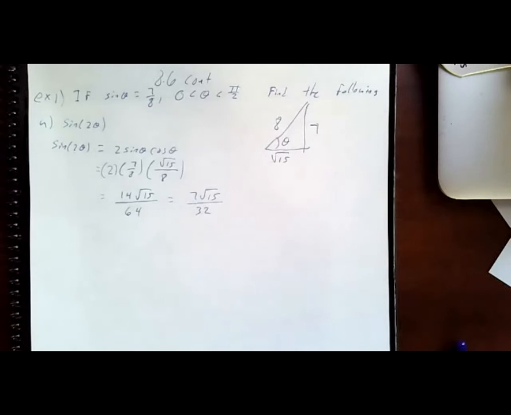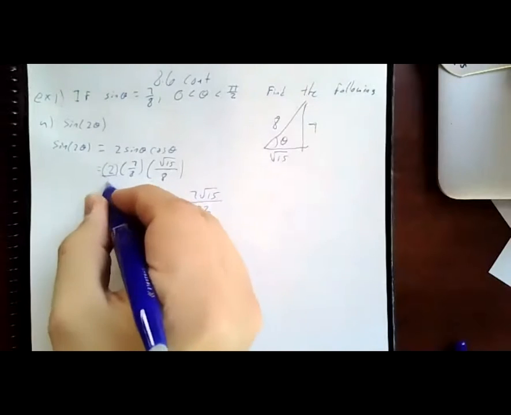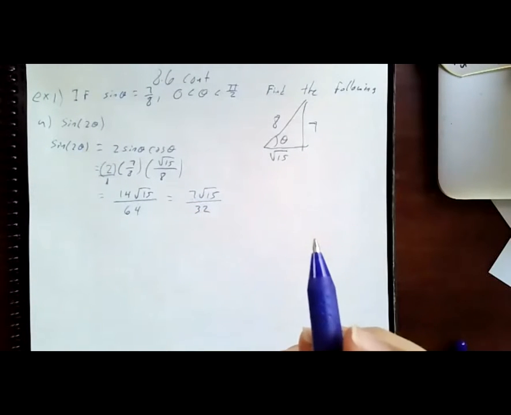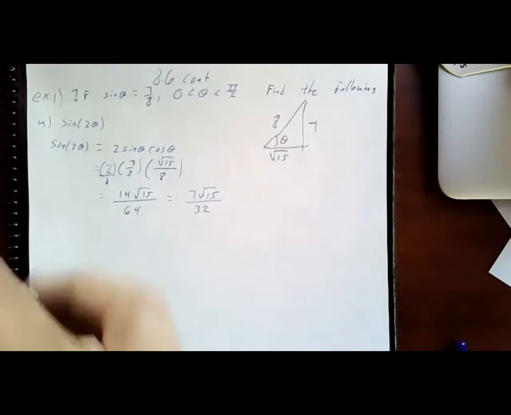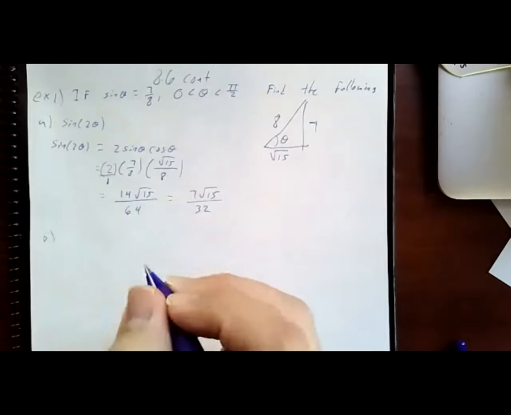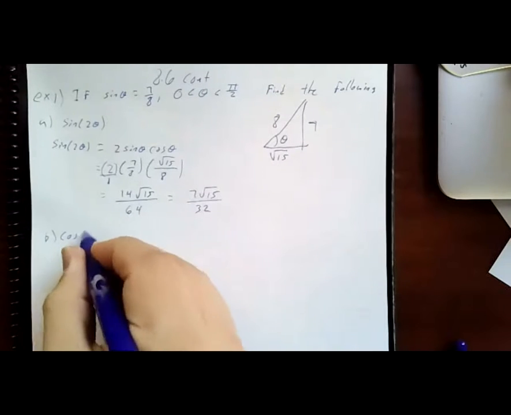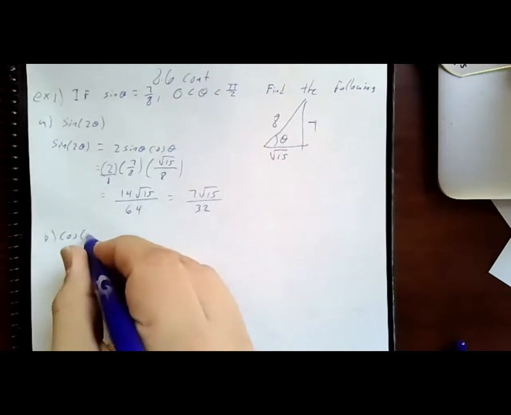So the 2, we wouldn't multiply it by the 8s at all, because it's technically 2 over 1 since it's a whole number. So it's just going across. That's all for that one. Are there any questions on part A? We just use the identity and then the triangle to help us out.